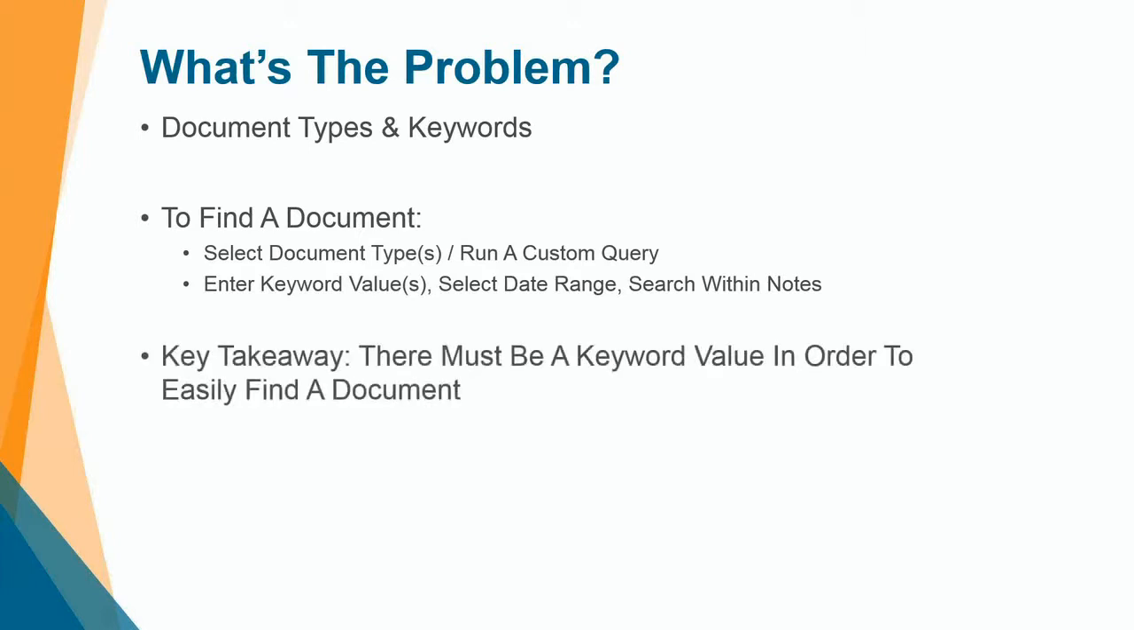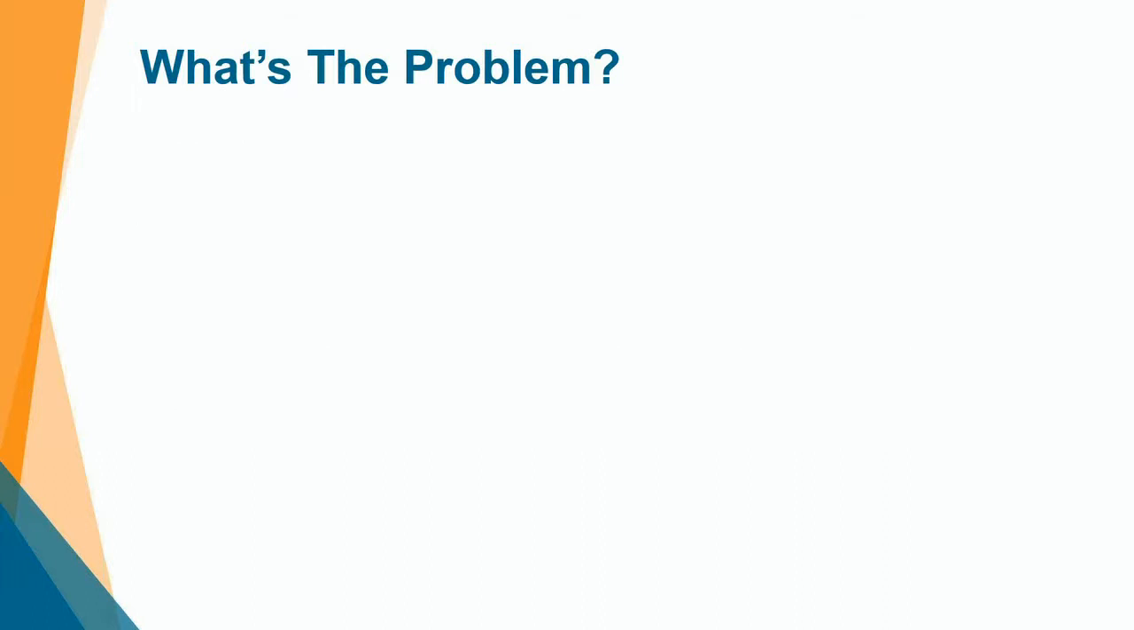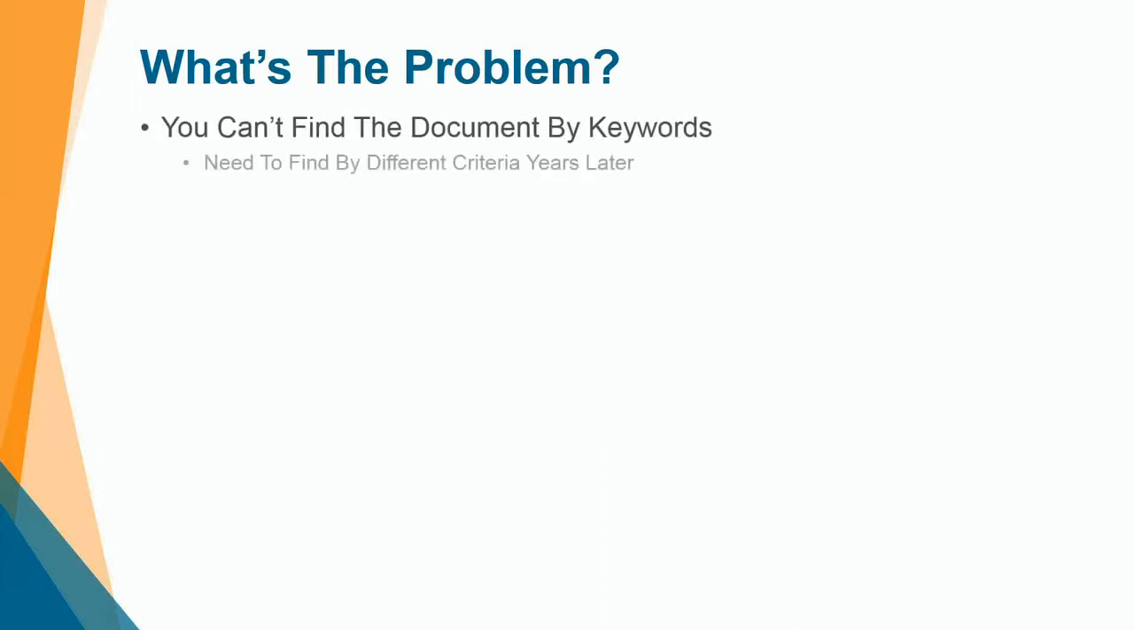The key takeaway here is that you need to have a keyword value in order to find that document. So that means when somebody first put that document into the system, they would have had to index it to the correct document type and to the appropriate keywords, so that sometime in the future you can find that document based upon that keyword value. And that works quite well in many, many scenarios. But what happens when you can't find your document by the keyword?